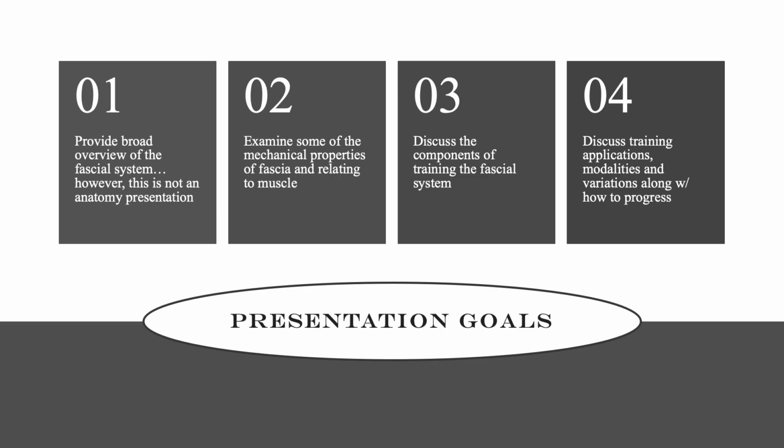But with that said, presentation goals today. We're going to get into an overview of the fascial system, but do know this is not an anatomy presentation, nor am I the right person to give a fascial anatomy presentation. We're going to focus more on the training side of things and training applications, but we will examine some of the anatomy stuff. In addition to that, we'll look at some of the properties, mechanical and otherwise, that fascia has, and some of the lesser known items that I try to consider when I'm putting programs together and training and such.